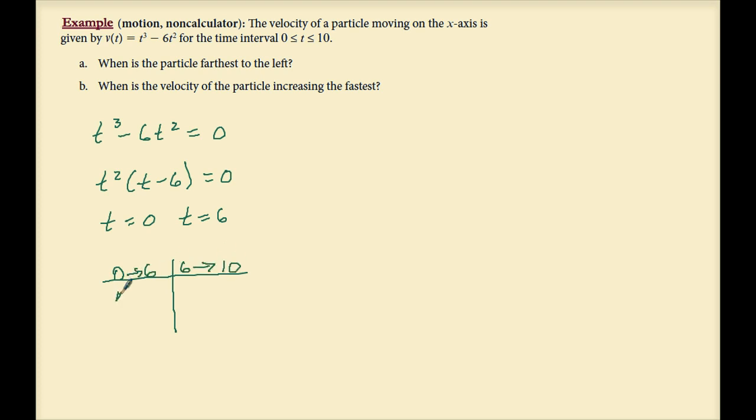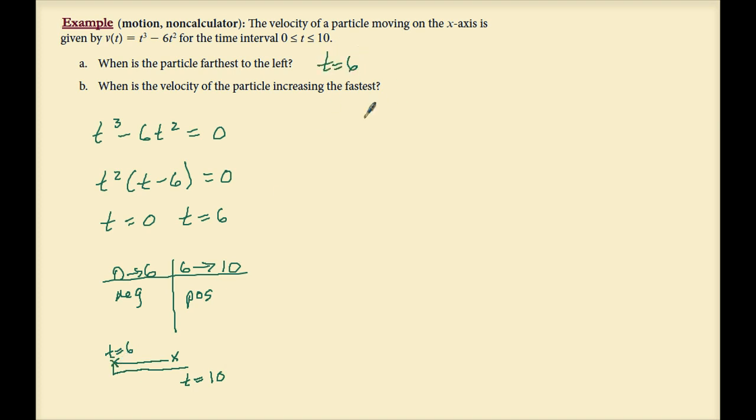We find that the velocity was negative on this interval, then positive on this interval. So when the particle began to move, it moved to the left. At t equals 6, it changed directions and moved to the right until t equals 10. The question is asking, when is the particle farthest to the left? That's going to have to be at t equals 6.